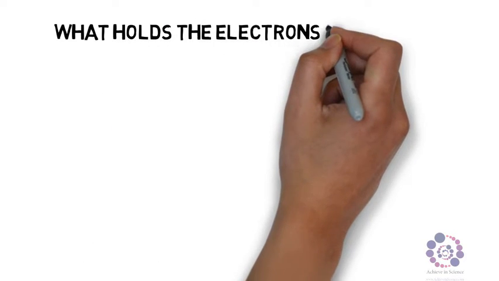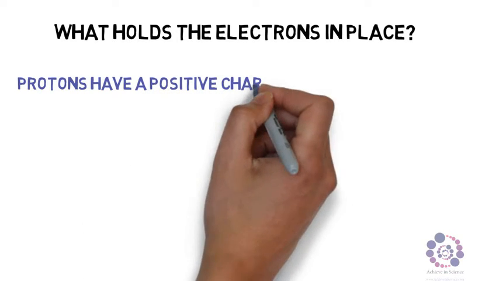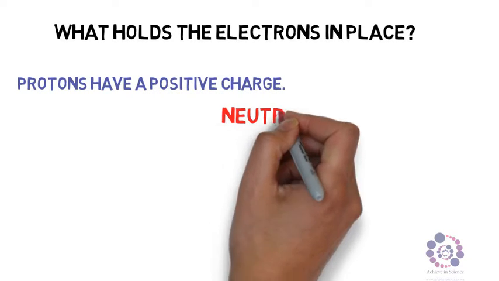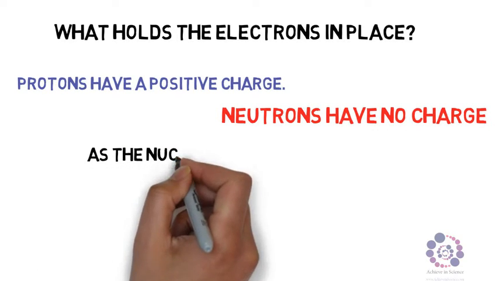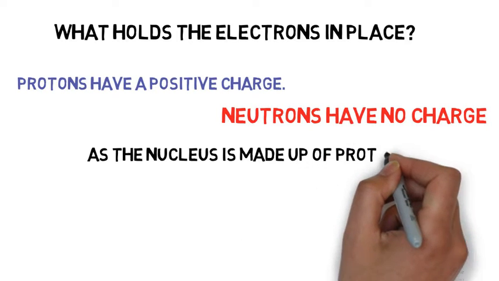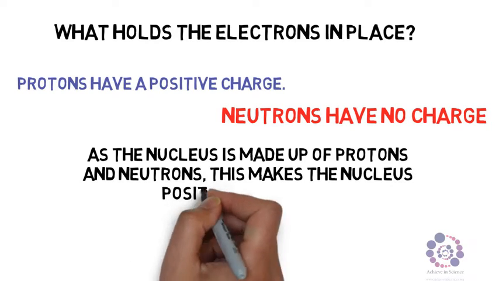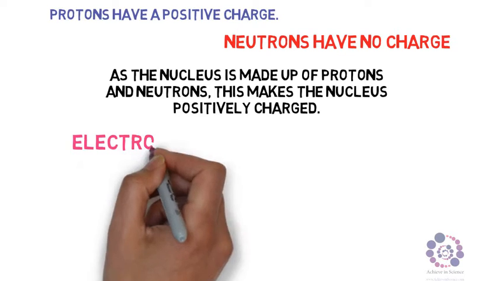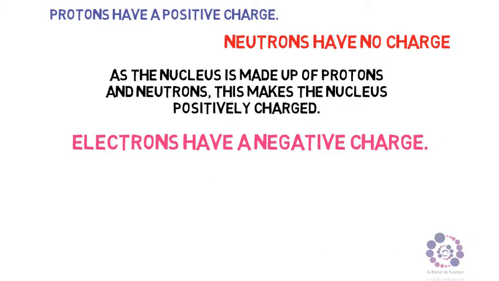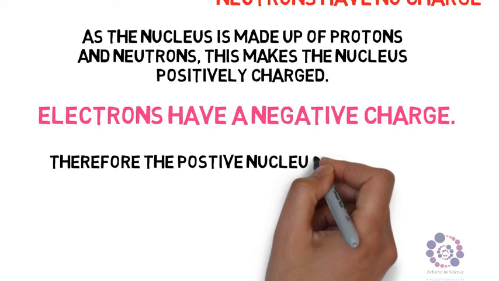So as we say, what actually holds the electrons in place? Well, the protons have a positive charge. Neutrons have no charge. And as the nucleus is made up of protons and neutrons, this is why the nucleus is referred to as being positively charged. On the other hand, electrons have a negative charge, and therefore the positive nucleus attracts the negative electrons, and this is called electrostatic attraction.